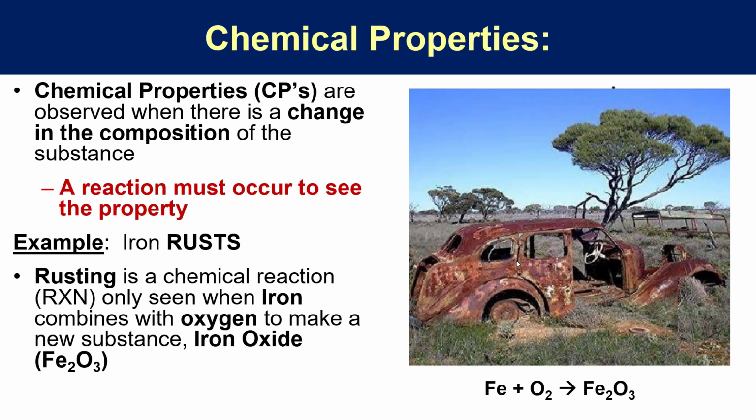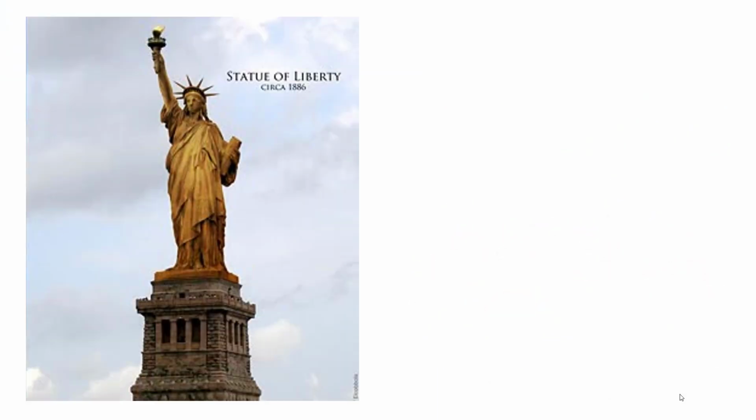And we only see this property of iron when iron is combining with oxygen gas to make a new substance which is called iron 3 oxide. Here is the skeleton of that reaction, which is here. It is not a balanced equation yet because you guys aren't quite ready to do that, but you will very soon. Another example of a chemical property is that copper will oxidize when exposed to oxygen.